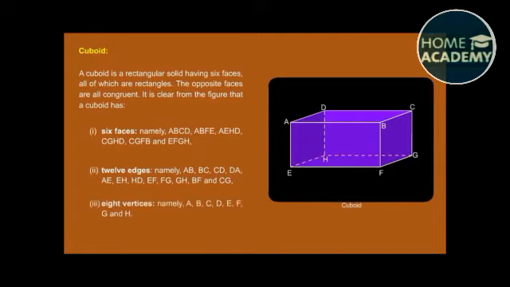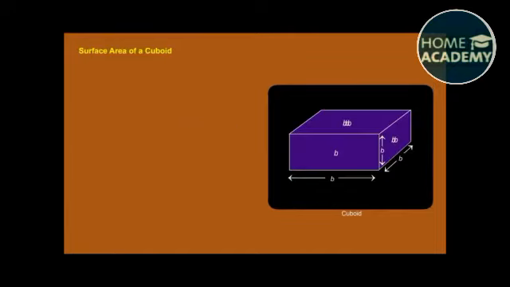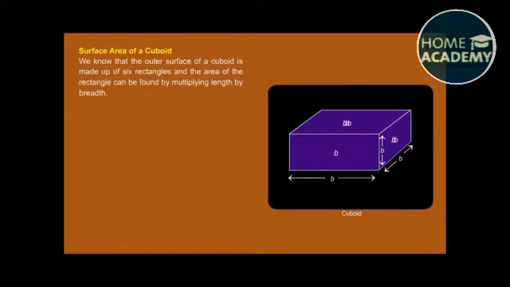8 vertices, namely A, B, C, D, E, F, G, and H. Surface area of a cuboid. We know that the outer surface of a cuboid is made up of 6 rectangles, and the area of a rectangle can be found by multiplying length by breadth.